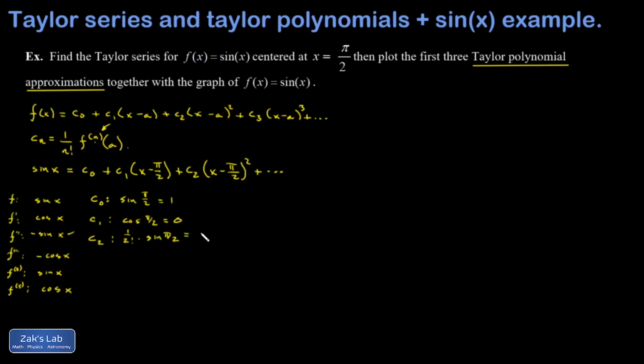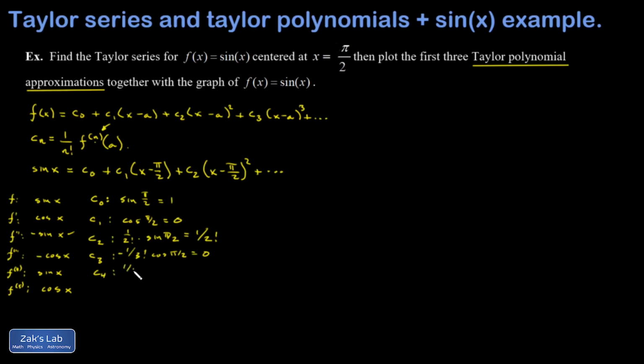And that gives me a 1 for that. So I end up with 1 over 2 factorial for my coefficient. C3, I'm working with the third derivative now. It's going to be a 1 over 3 factorial cosine pi over 2 with a minus sign. That's 0. Then I look at C4.